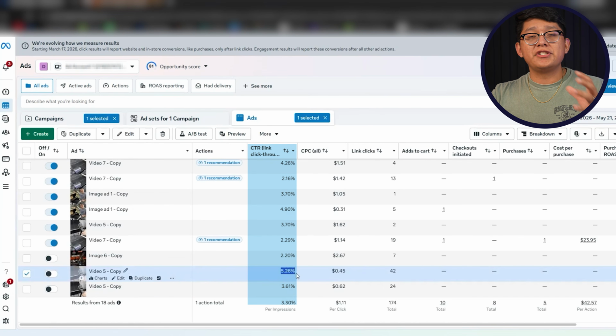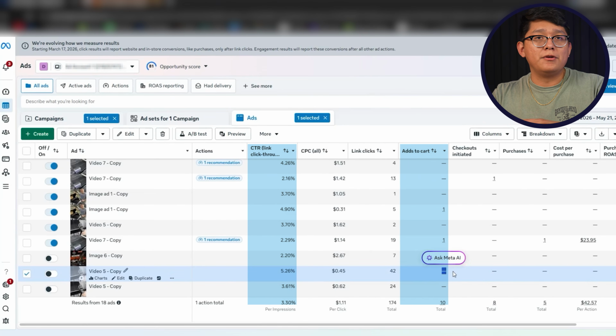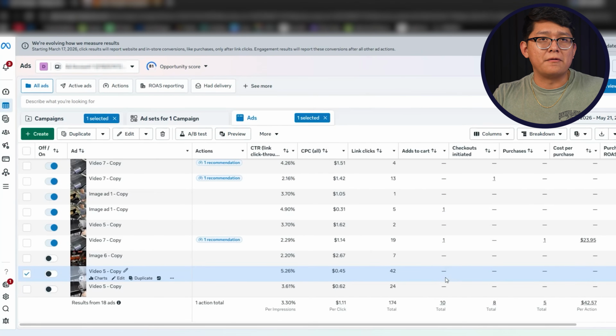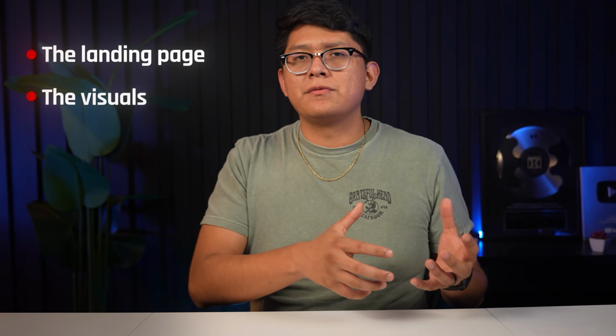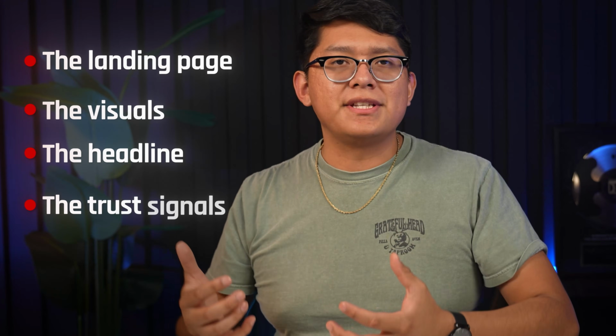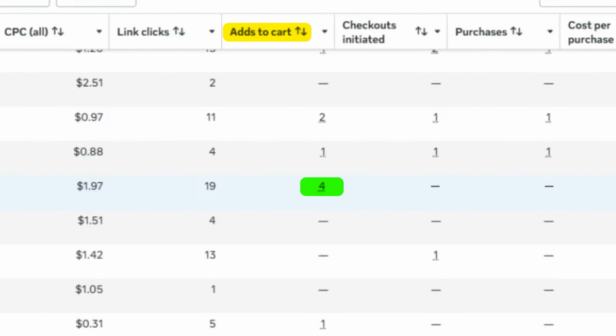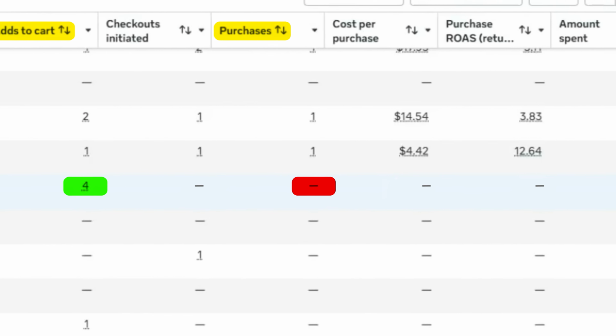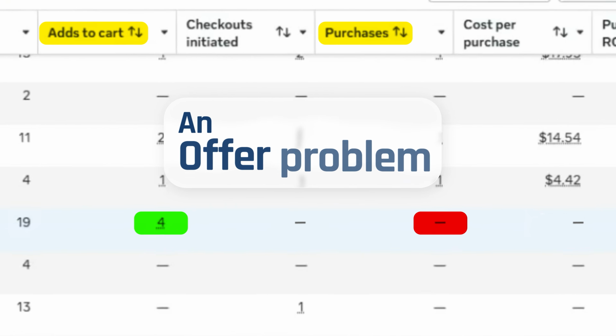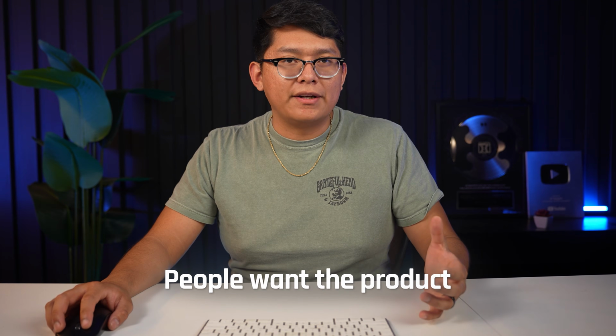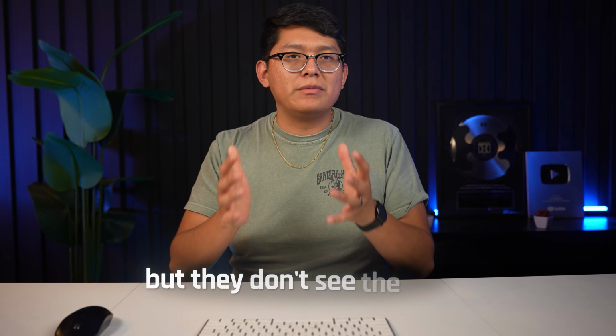But now, let's just say your CTR is strong, but nobody's adding to the cart. Now the issue is usually the store itself. The landing page, the visuals, the headline, the trust signals. Something is leaking after they click. Now, if people are adding to their cart but they're not purchasing, that usually means an offer problem. People want the product, but they don't see the value to justify the price.